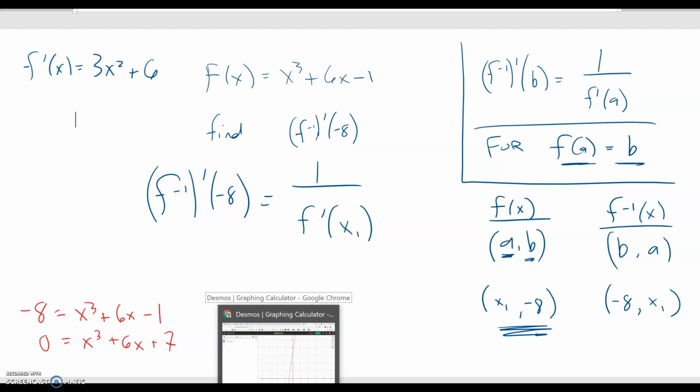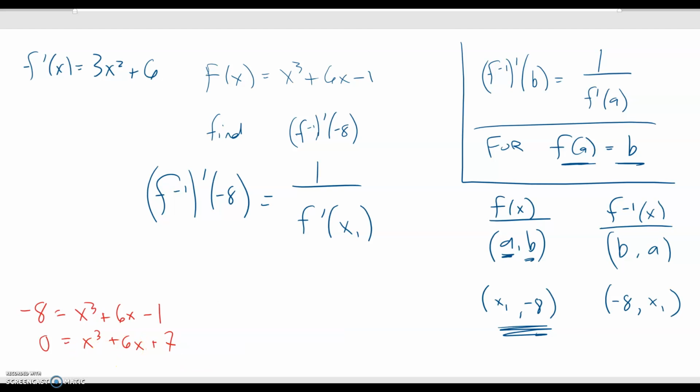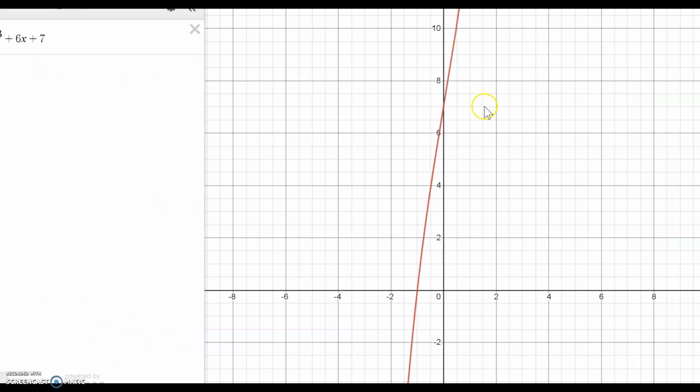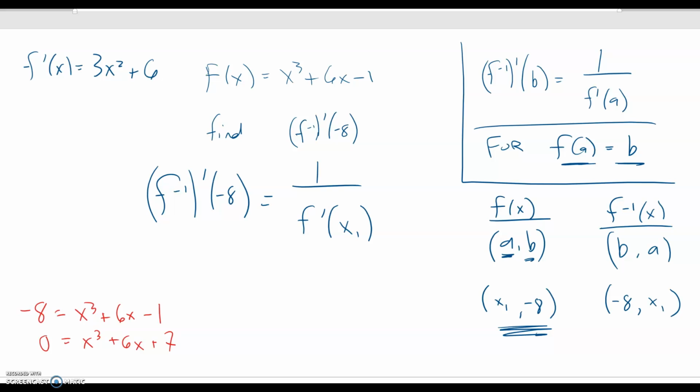I'll go to my graph and graph x cubed plus 6x plus 7 and see where it equals 0. And that's right here at negative 1. When you do these problems, most of these should be solvable. This would be the approach for all of these. In this case, this one's not so solvable, so we have to rely on a graph. And I get the value of negative 1.